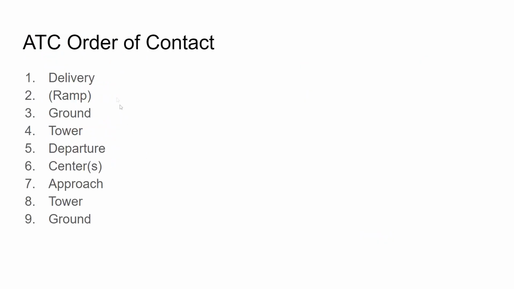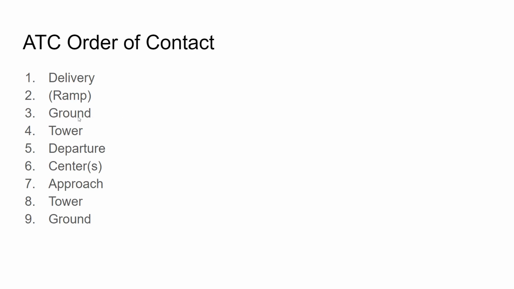Cool. All right, ATC order of contact. So now we're about to contact ATC for the first time. Basically, for a full flight, it looks like this. You're going to talk to your delivery controller. Then you're going to talk to either a ramp controller or a ground controller. Ramp controller doesn't really exist in VATSIM. It's usually just a ground controller, but I just wanted to put that there just in case. They'll give you the push and start clearance, and they'll guide you towards the taxiways.